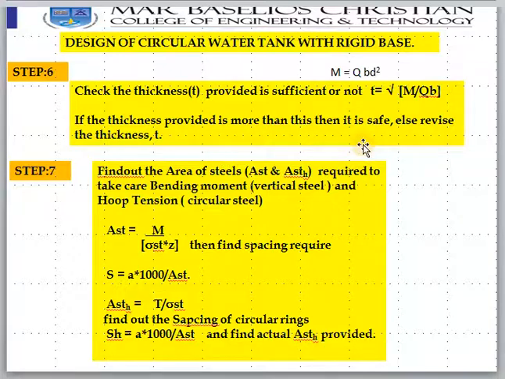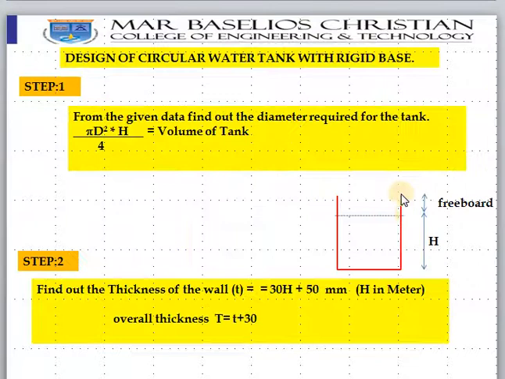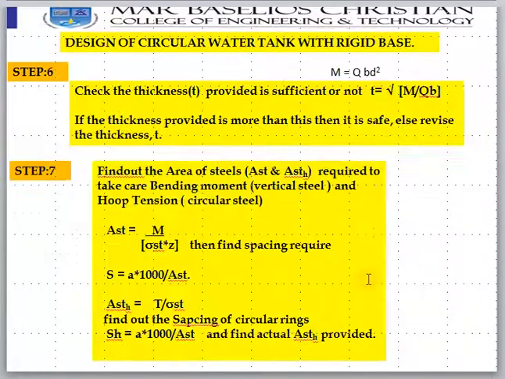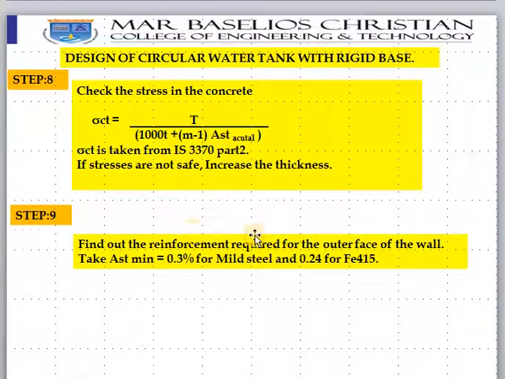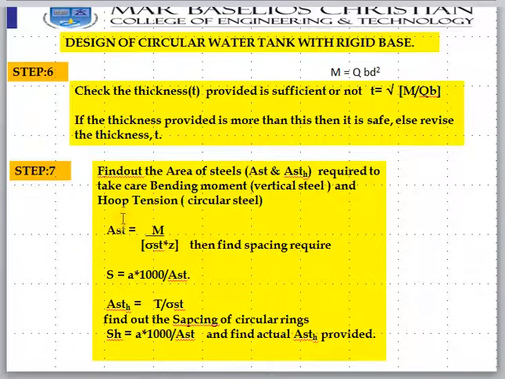So you find it out, whatever you provided initially, because you would have calculated like this, small t is 30h plus 50. You would have got some value. Check whether that value and this value, which is higher. If this value is smaller than that, this is the required, and we have provided that much, that is higher, then we are on the safer side. If not, we need to increase the thickness. So once you got that one, the next step is finding out the reinforcement.